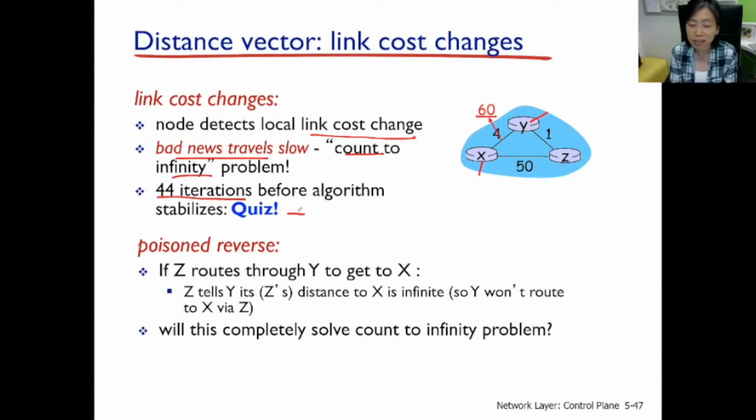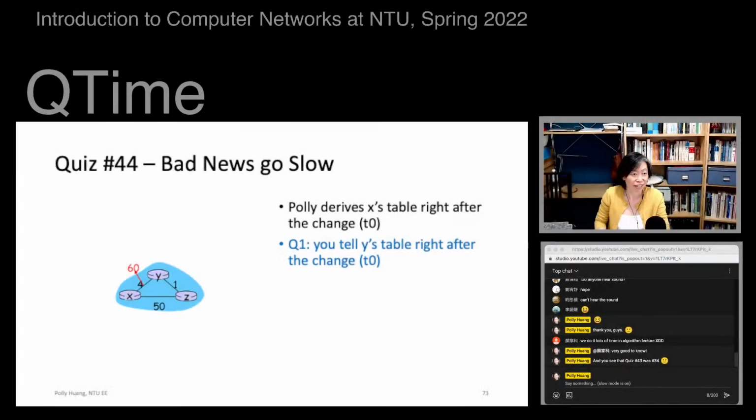Now let's go to a quiz to see what's going on there. There we go, the quiz right here. Bad news goes slow. All right, so this is the same example, except that the link cost goes from 4 to 60. So the link cost between X and Y, this is a bad news.